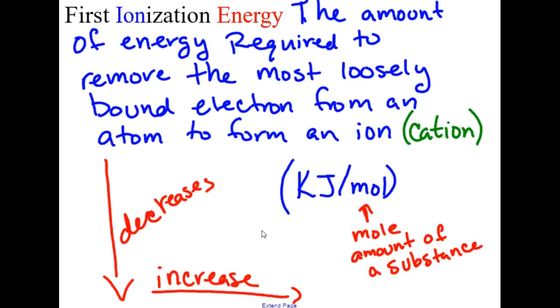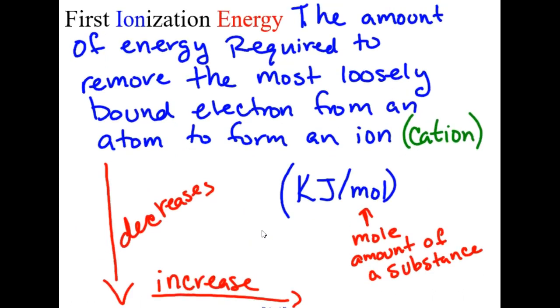First ionization energy is the amount of energy it takes to make an ion, but to make an ion by removing an electron.